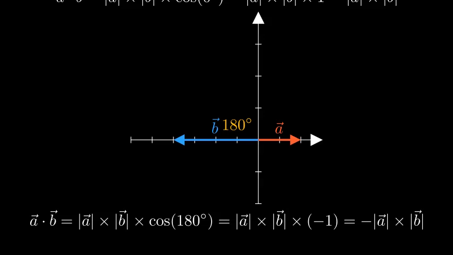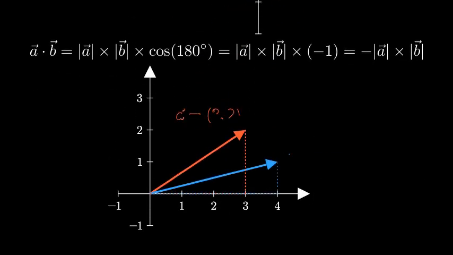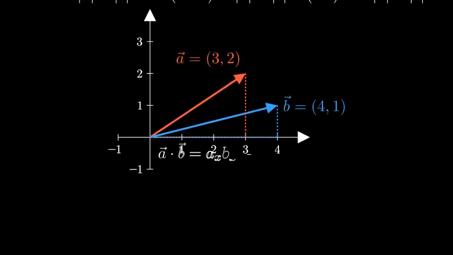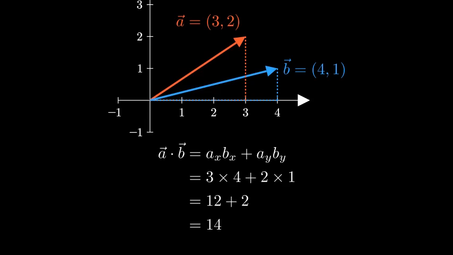Now, let's see how to calculate the dot product using components. Assume we have vector A with components A_x, A_y, and A_z, and vector B with components B_x, B_y, and B_z. The dot product is simply the sum of the products of corresponding components: A_x times B_x, plus A_y times B_y, plus A_z times B_z. Let's verify this result using the angle formula.